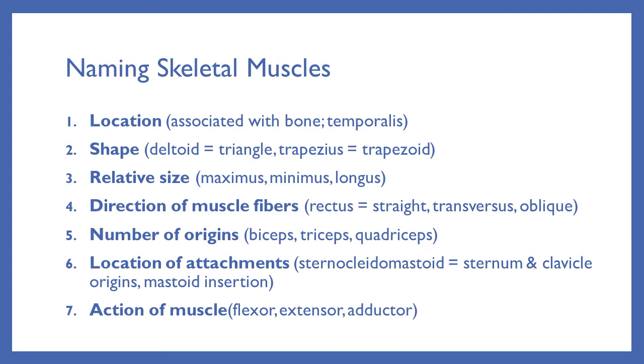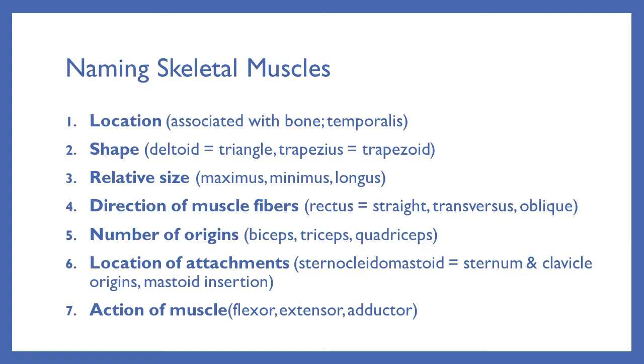The number of origins for a muscle can be used as well. The biceps has 2 origins. The triceps has 3. Quadriceps has 4. So whenever you see the bi or tri or quad names, typically that's what it's referring to.